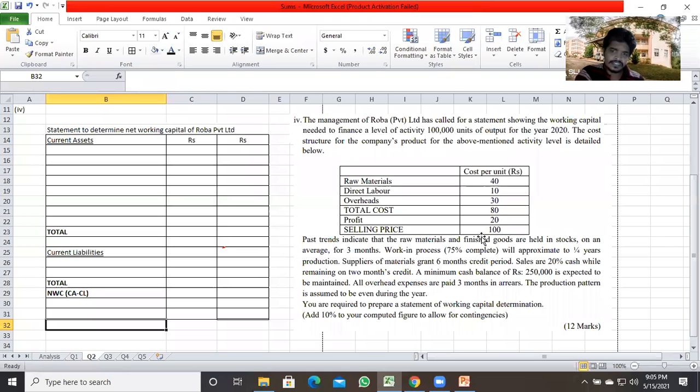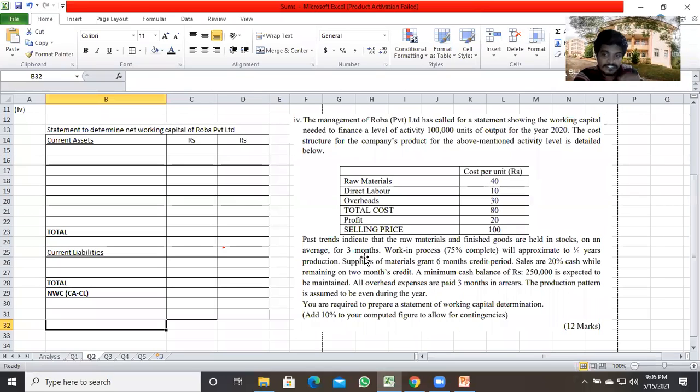Past trends indicate that the raw materials and the finished goods are held in stocks on an average for 3 months. Now as you read the question, you have to note these down. Past trends indicate that the raw materials and finished goods are held in stocks on an average for 3 months. That means in these stocks, they may have enough raw materials and finished goods for a period of 3 months.